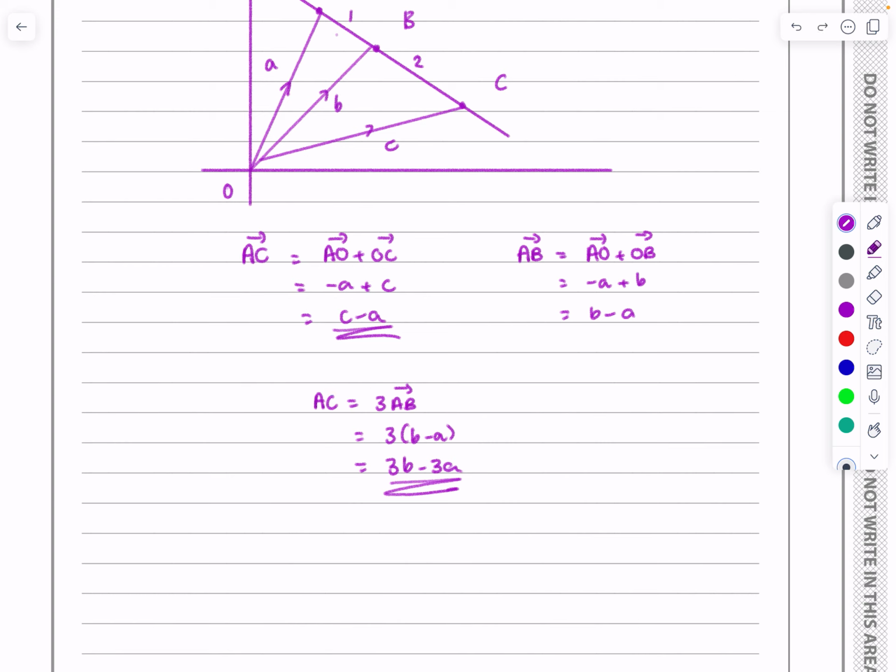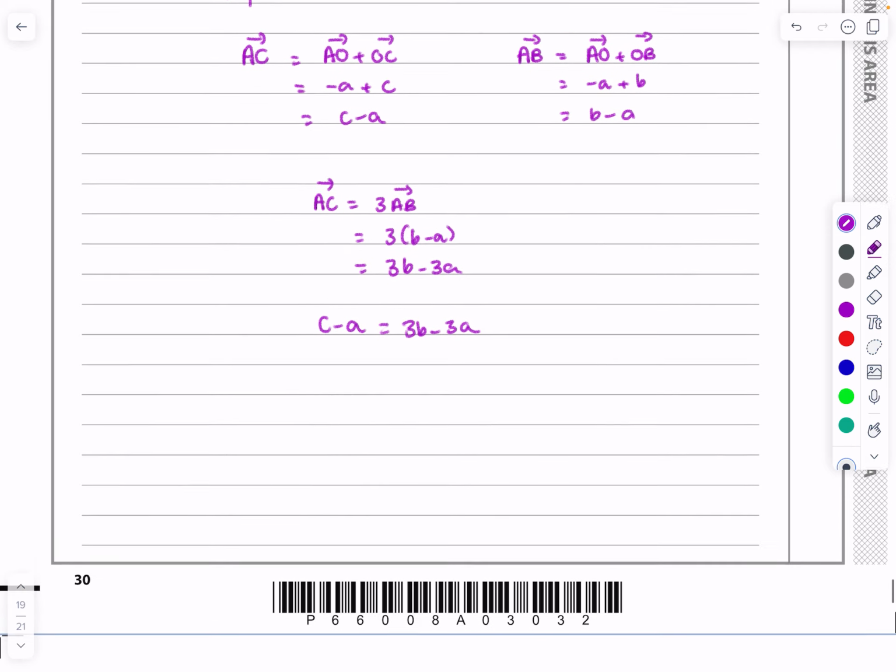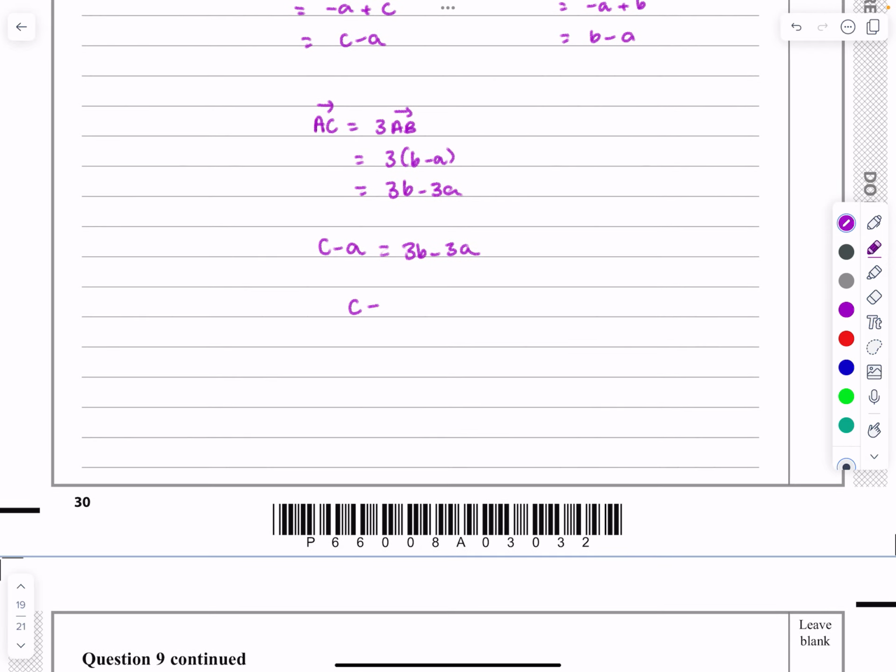So we can now just say C minus A is equal to 3B minus 3A. Oh, that just falls straight out then. Okay, so C is equal to 3B minus 2A, and that's actually what we wanted to prove in the first instance. Okay, so that's part 1 done.